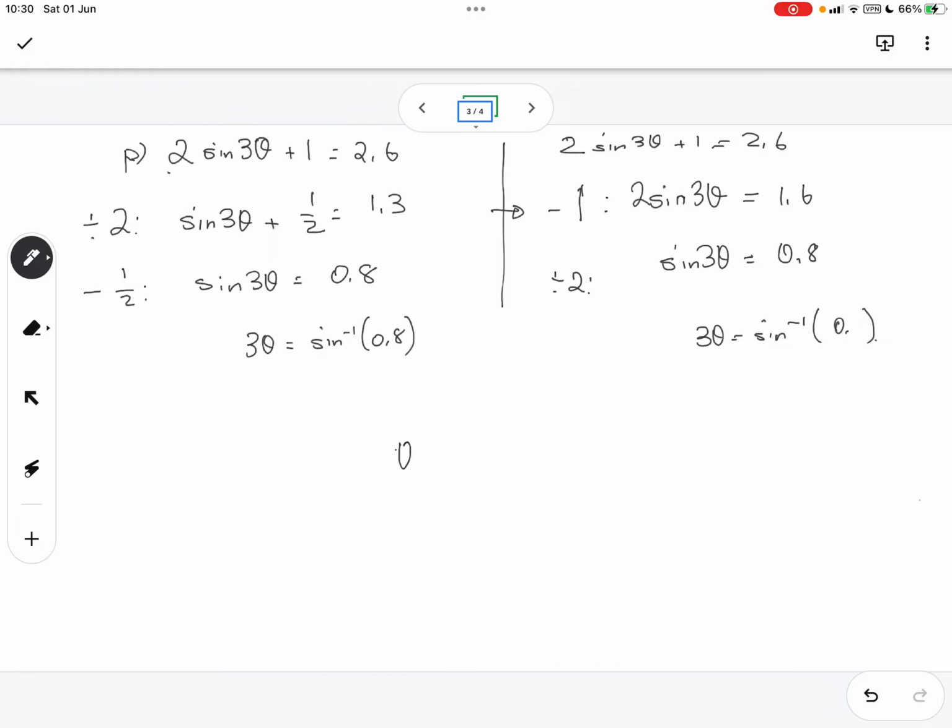Which means that theta is arcsine of 0.8 divided by 3, and this is what? 17.710 degrees. Yes. So far, is it clear?